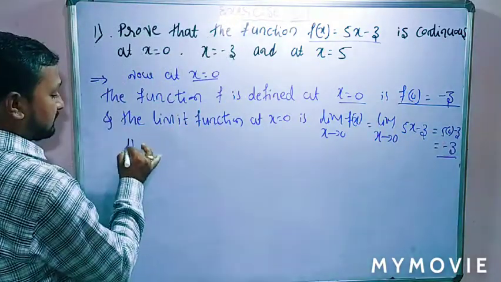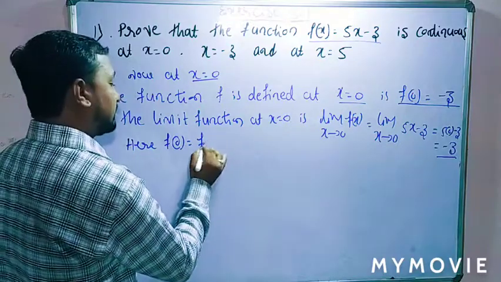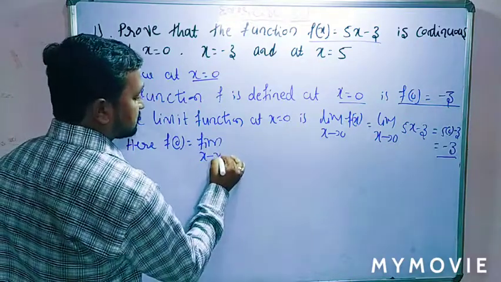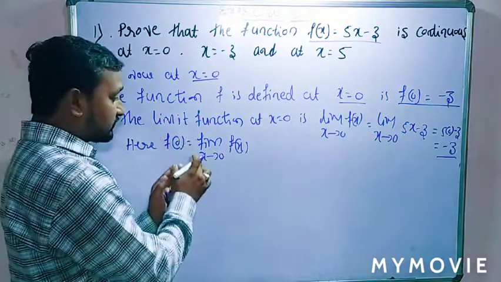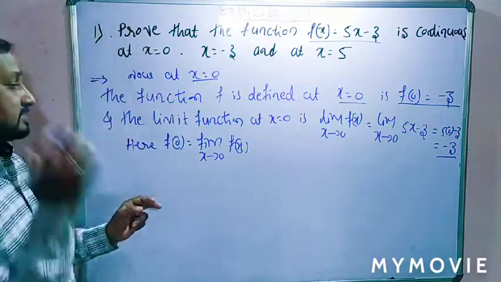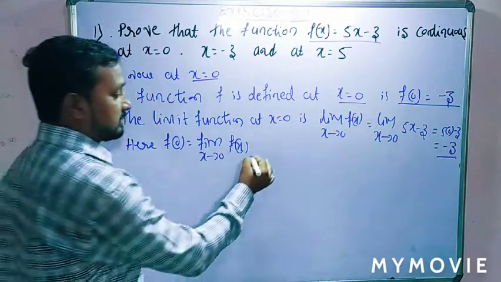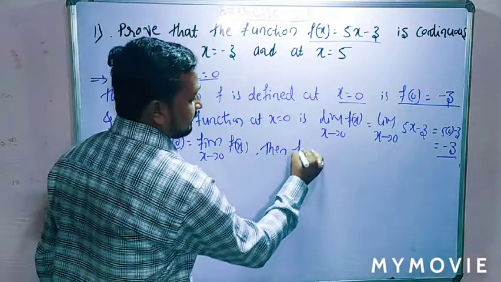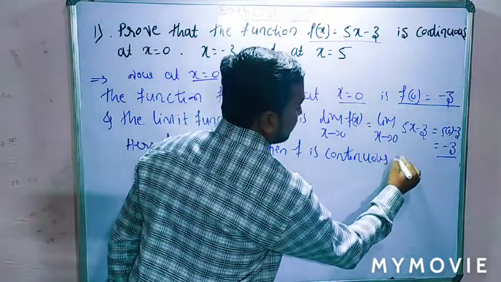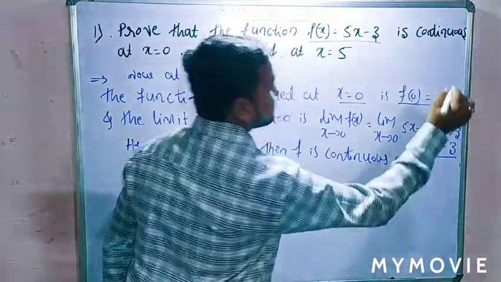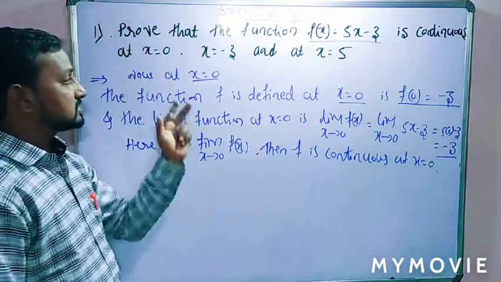Here f of 0 is equal to the limit of f of x as x tends to 0. So the constant function is equal to the limit function, then the function is continuous at the point x equal to 0. Thus f is continuous at x equal to 0. Clear that? So this is the procedure.